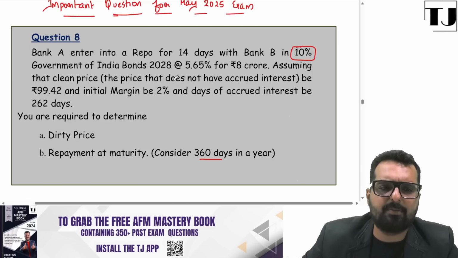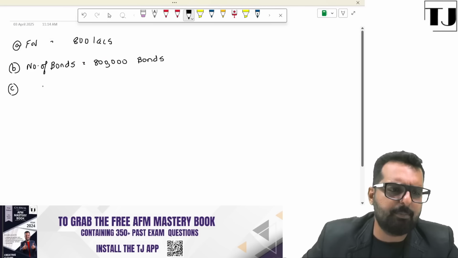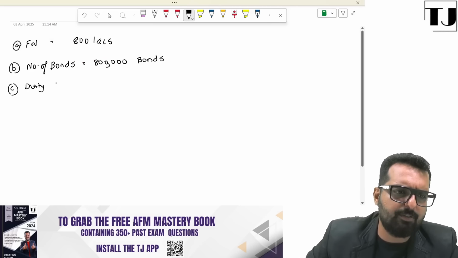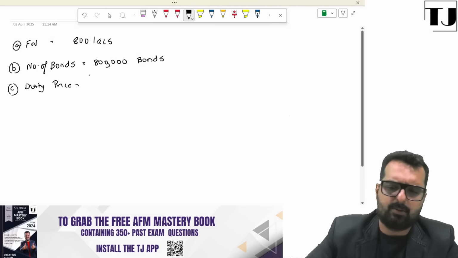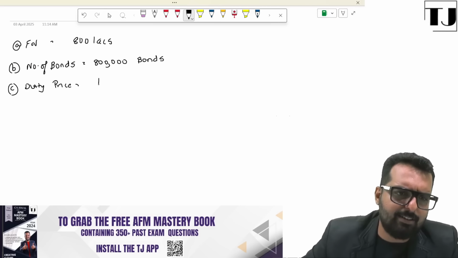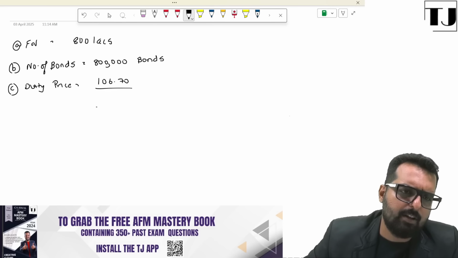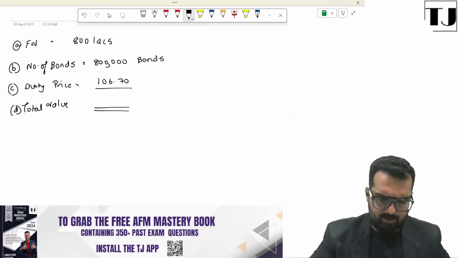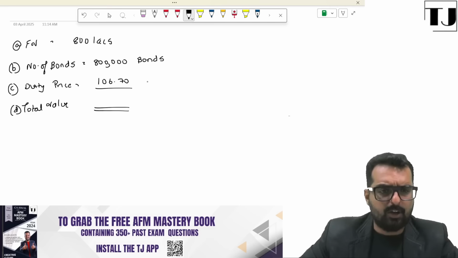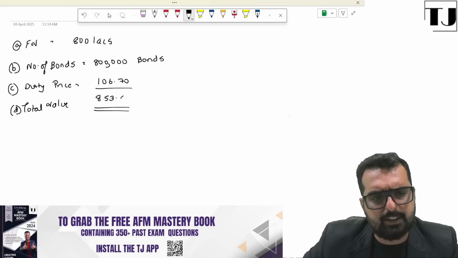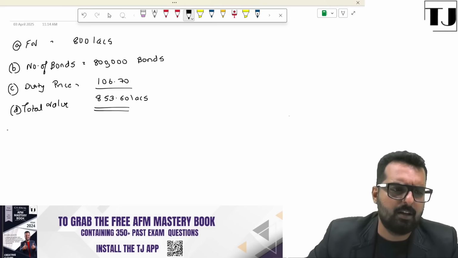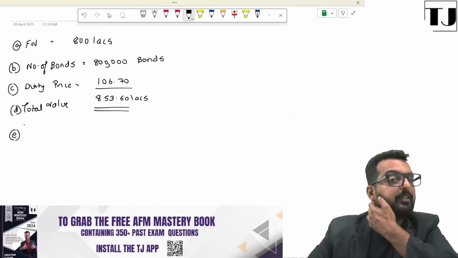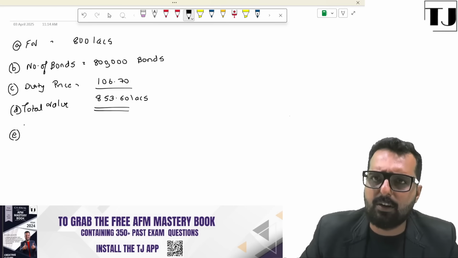For these 8 lakh bonds, the clean price was 99.62. But now what is the dirty price that I found out? That is today's market price. Is it turning out to be 106.7? Correct? So therefore, what will be the total value of the bond that you get over here? 8 lakh into 106.7. Do you get the answer as 853.60 lakhs? Am I right? You get 853.60 lakhs. Everyone clear with this part?